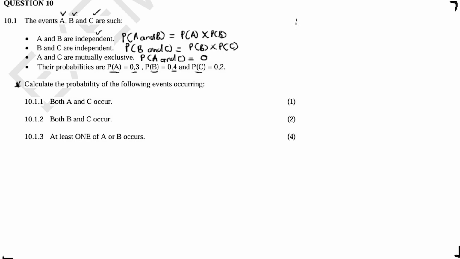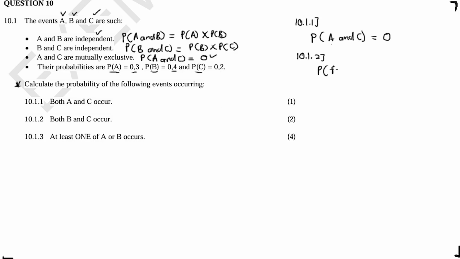10.1.1. Okay, they want us to calculate the probability of the following events occurring: both A and C. So they are asking us to find the probability of A and C, for 1 mark. They are mutually exclusive events, so they don't have an intersection. So the probability of A and C is equal to 0.